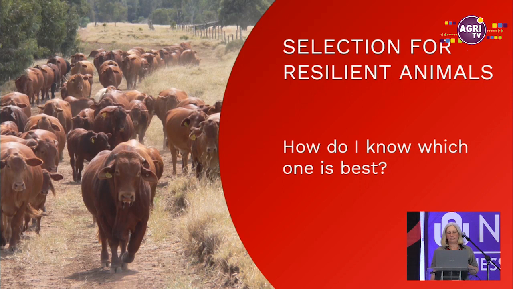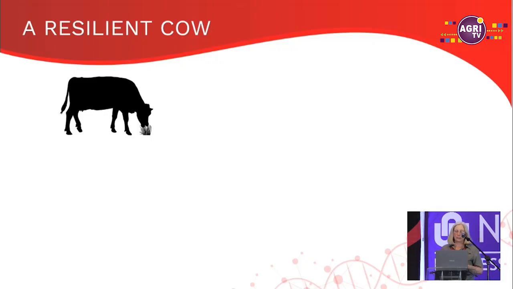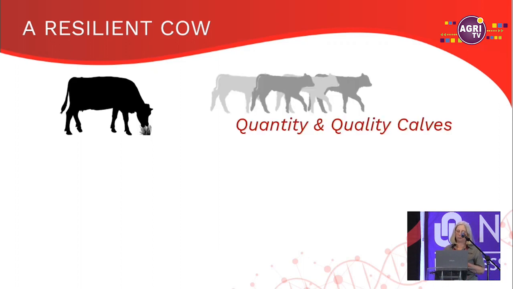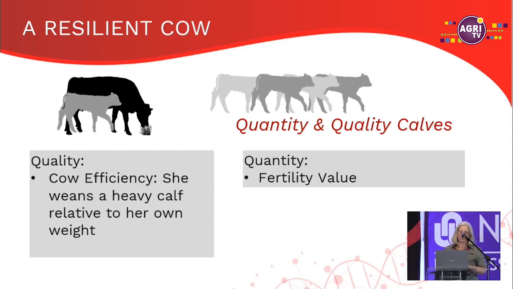Okay, but practically seen, here's a lot of animals. How do I know which one will be the better one? So, in essence, you have a cow, and what you expect from her is quality calves and quantity. If you look at the quality, there's a measure called cow efficiency. Will she wean a heavy calf relative to her own weight? That would be an efficient cow. If she's a heavy cow and she gives you a very light calf, that's not efficient. There's a lot of energy wasting.